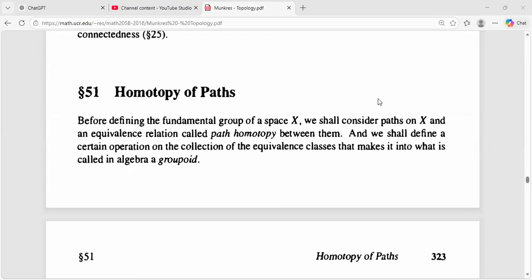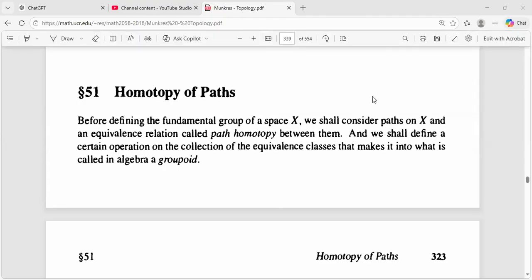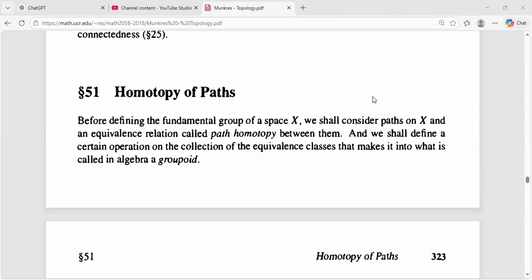So this is the Algebraic Topology lecture series. Today our topic is homotopy of paths. The chapter name is the fundamental group. So today our topic is homotopy of paths.